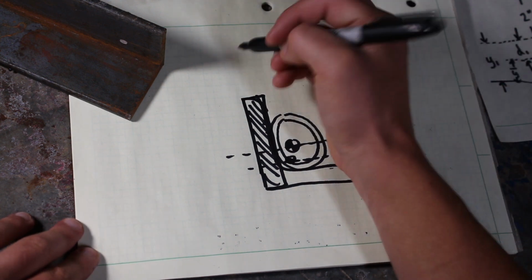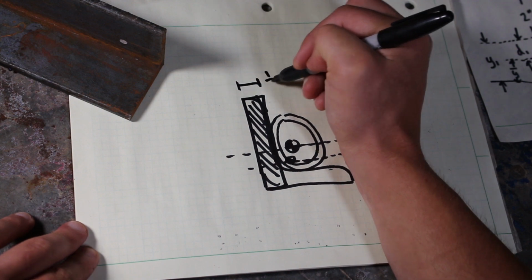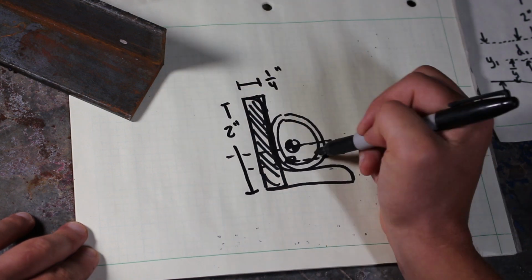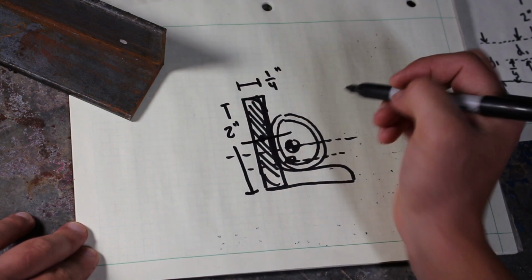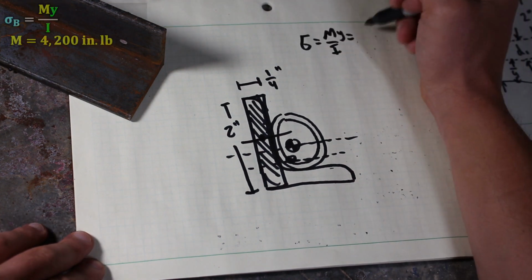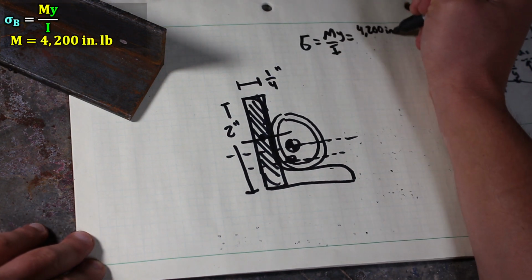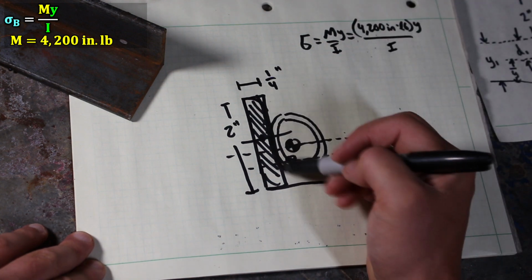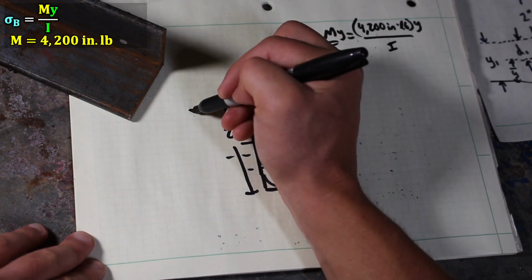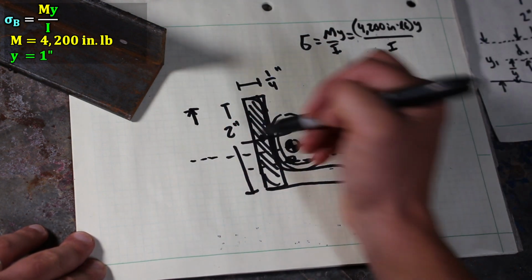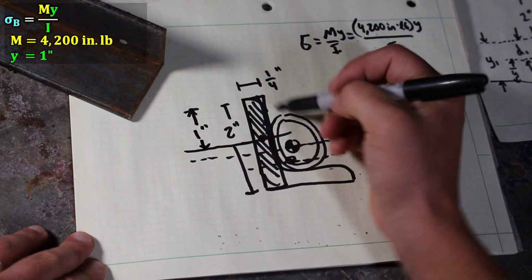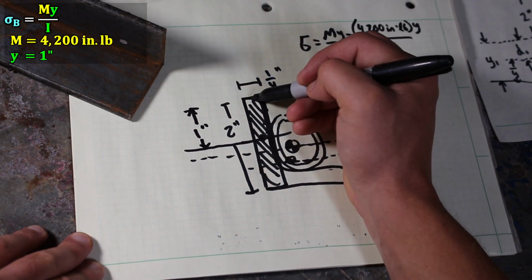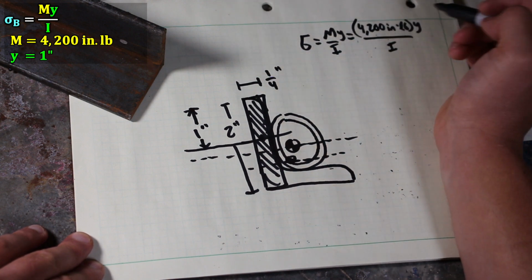Let's take a real quick look at this. We know that this distance is 1/4 inch, and this is 2. The centroid is close enough to the center, so let's call it in the center, and we know that our moment is still the 4,200 inch-pounds times y over I. If we're looking at this simple rectangle, then y, the distance from our neutral axis, we can approximate as 1 inch, because that's the distance from the centroid of this rectangle to its outermost edge.